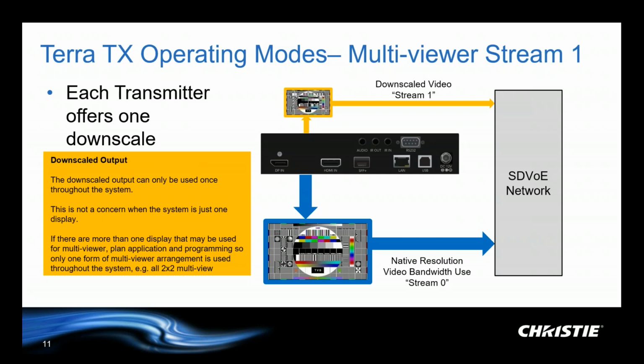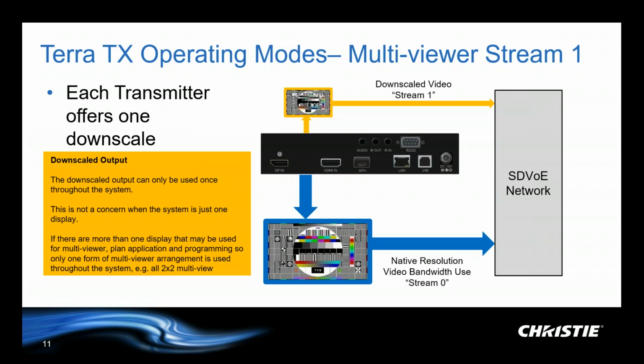Now, stream 1, this is the yellow part at the top, just above the TX you can see on the slide here. Stream 1 is a scaled down version of that, and that can also be published onto the SDVoE network. And it's this stream 1 that gets subscribed to by the receiver when it's in multi-view mode. The receiver can subscribe to several stream 1 publications at the same time.